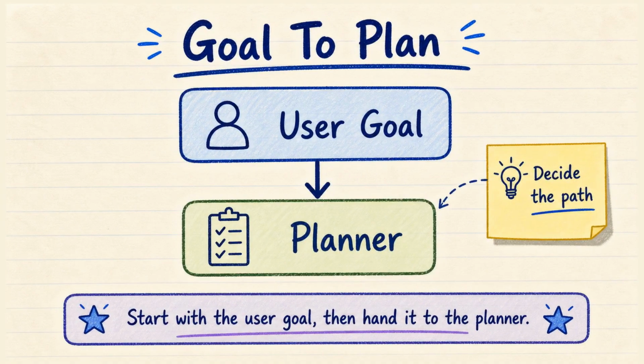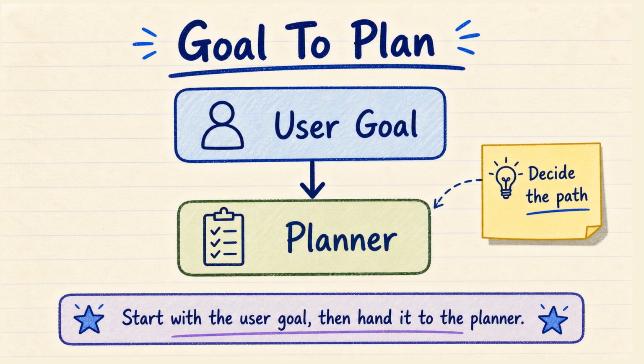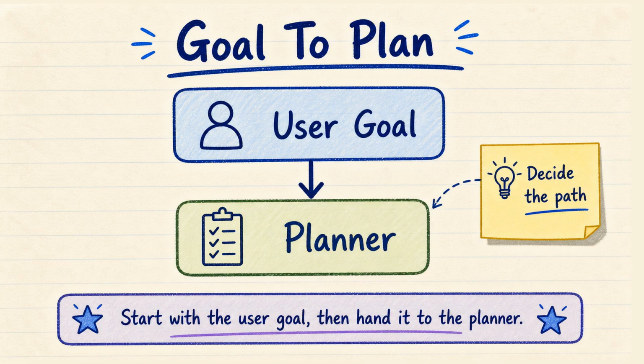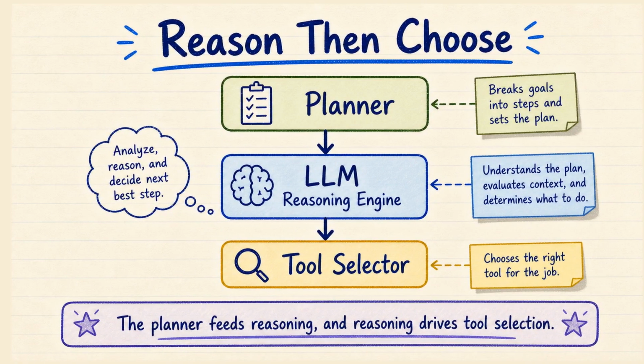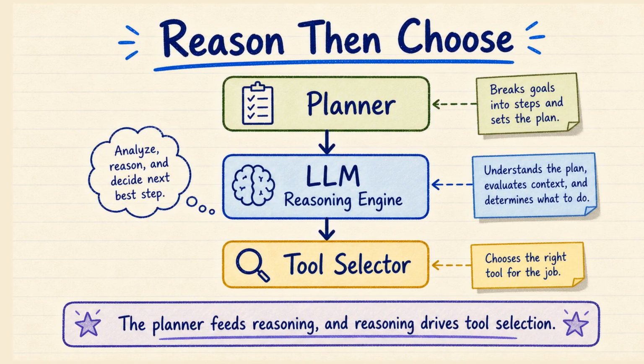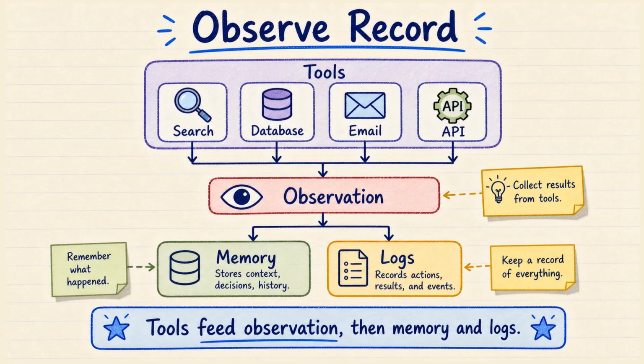Now let's walk the architecture exactly as a senior engineer would draw it on a whiteboard. Start with the user goal at the top. That goal flows into the planner because the first job is deciding the path, not guessing the answer. From there, the planner hands context to the LLM reasoning engine. The model thinks about the next move, and the tool selector maps that decision to the right capability. Then the tool selector reaches the tools: search, database, email, or API.